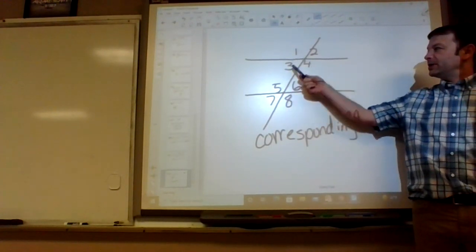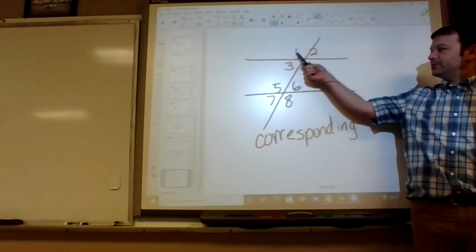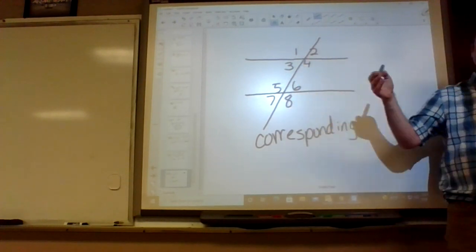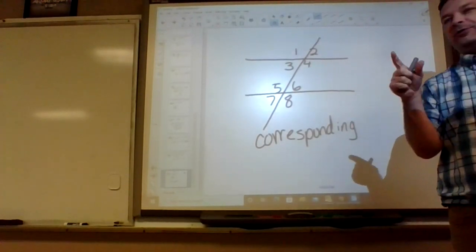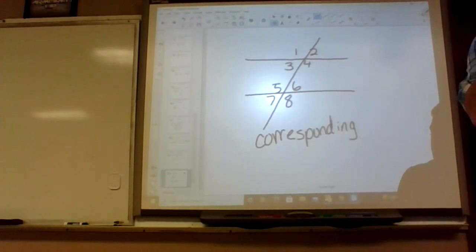They're congruent. See how they look identical? 1 and 5, 2 and 6? They are, if the lines are parallel. Or you can say it backwards: if corresponding angles are congruent, then the lines have to be parallel.